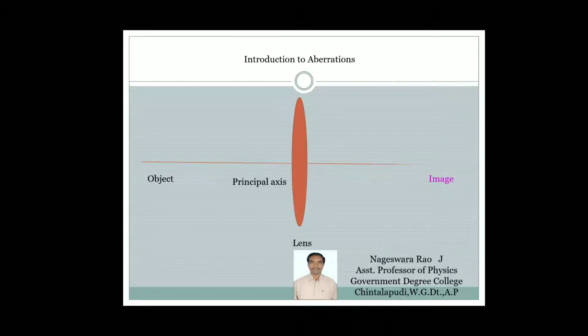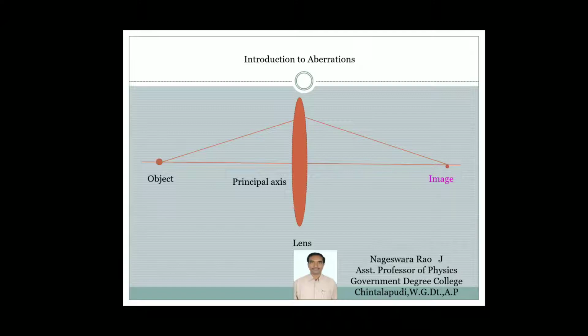The line which is passing through the center of the lens is called the principal axis. When there is a point object, the ray passes through the lens and forms an image on the second side of the lens. If the object is a point object, the image is also a point image. In that condition, there is no defect in the image formed by the lens. Then there is no problem.